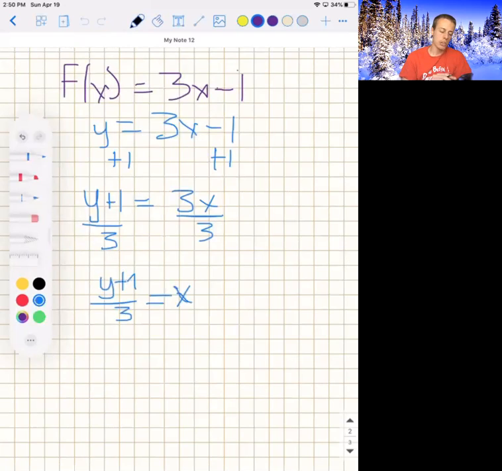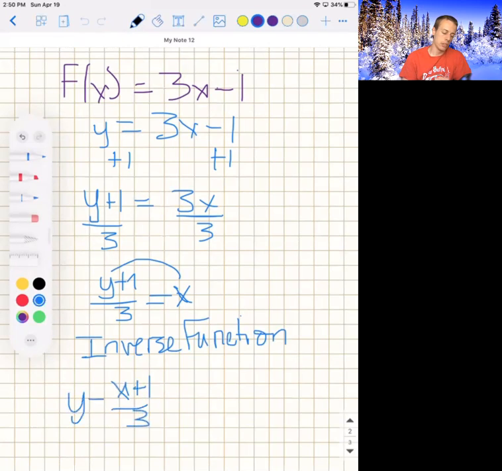And the last step, we're actually just going to flip our x and our y. We're going to make them switch places. So our inverse function is x plus 1 over 3, right? We're just switching the x and the y. This would be our inverse function here.